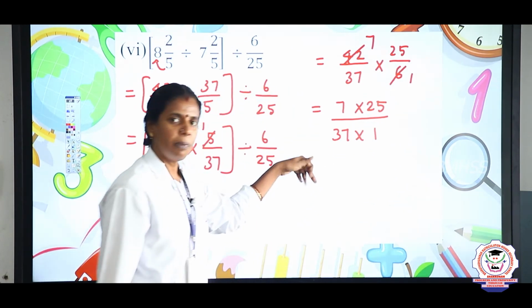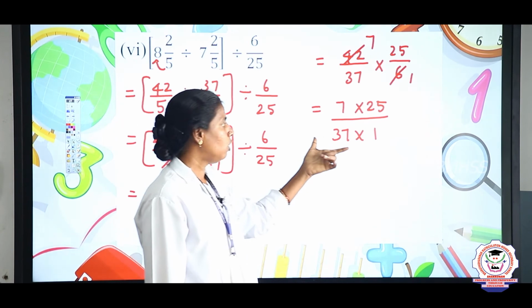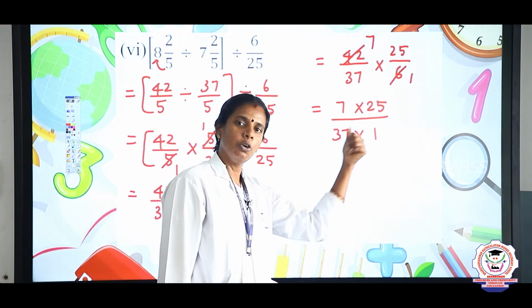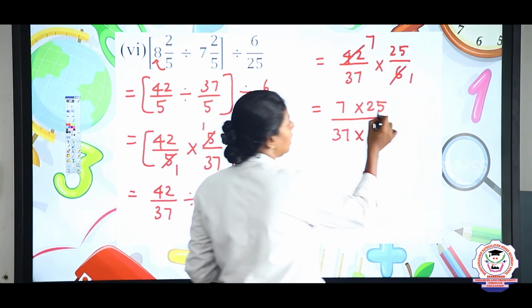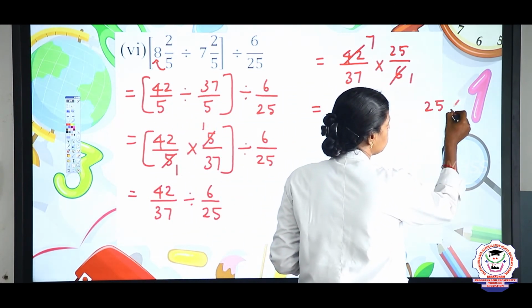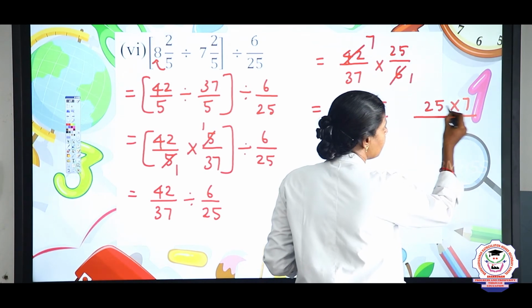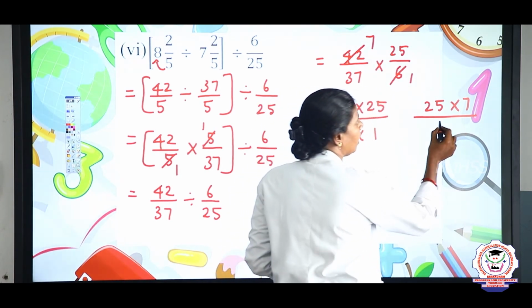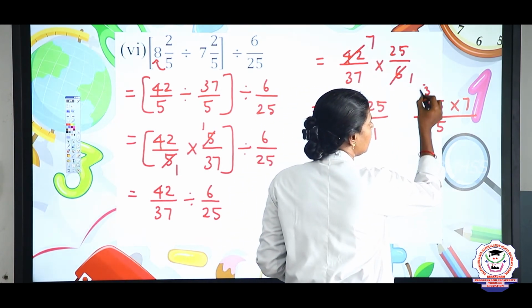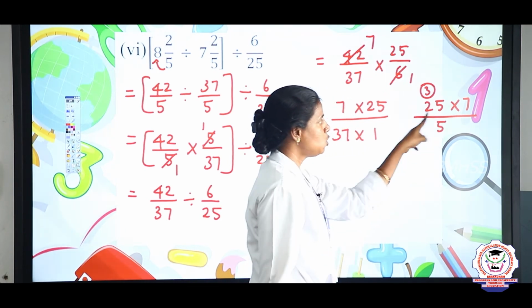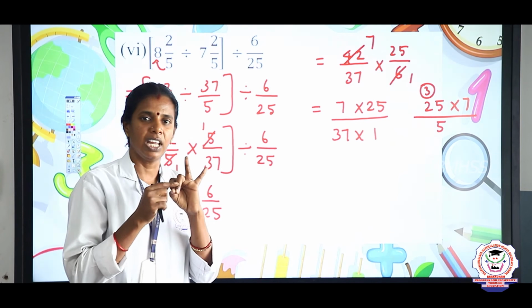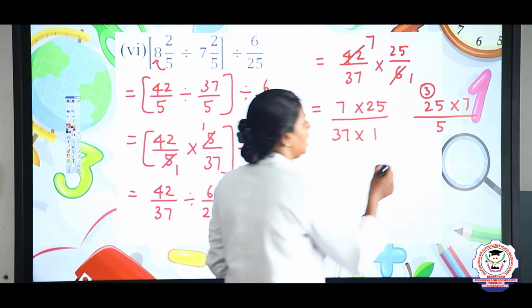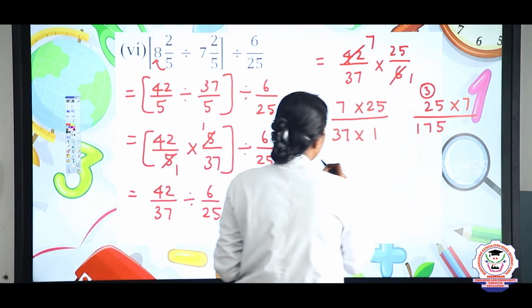Is it possible to simplify again? No, because there is no common factor between the numerator and denominator, right? So we can multiply directly 25 into 7. 7 5s are 35, 5 remaining 3. 7 2s are 14. 14 plus 3, 15, 16, 17. So, 175.